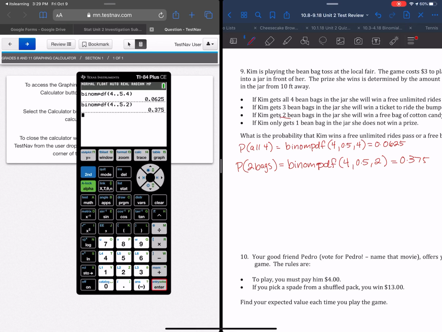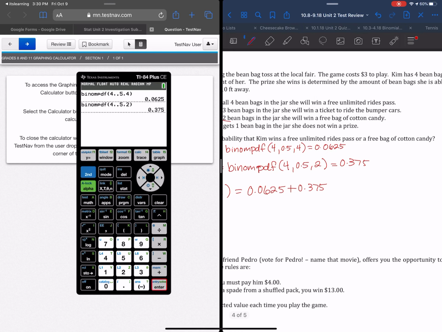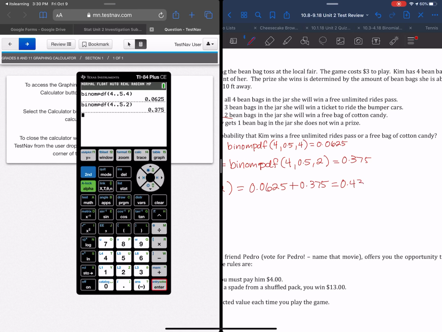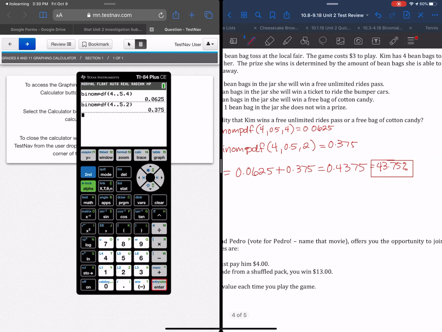If we look at this, we know that the probabilities are 0.0625 and 0.375. So we've got to find the probability of hitting 4 or 2. Since it's or, we're adding, okay? So we've got 0.0625 plus 0.375, which is going to equal 0.4375, or 43.75%. So the probability of her winning a free bag of cotton candy or a limited rides pass is 43.75%.